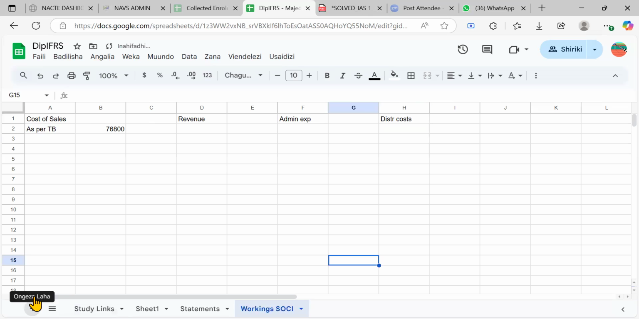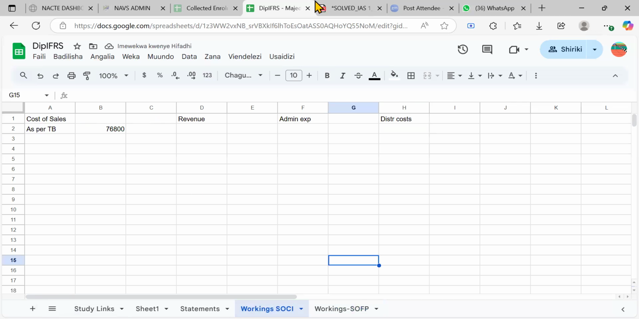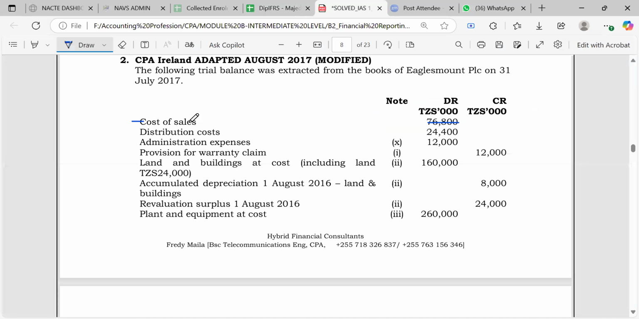Maybe I add another sheet here and say these ones are the workings for the statement of financial position, just like that. Okay. Let's go back to the question now. We have dealt with cost of sales already. It's your sole decision. You could say let me deal with all the trial balance, but it doesn't matter.